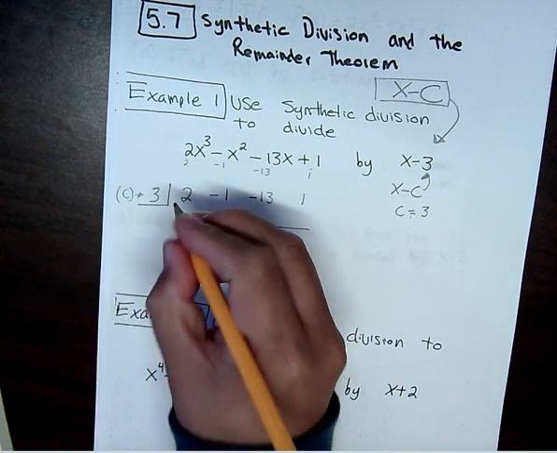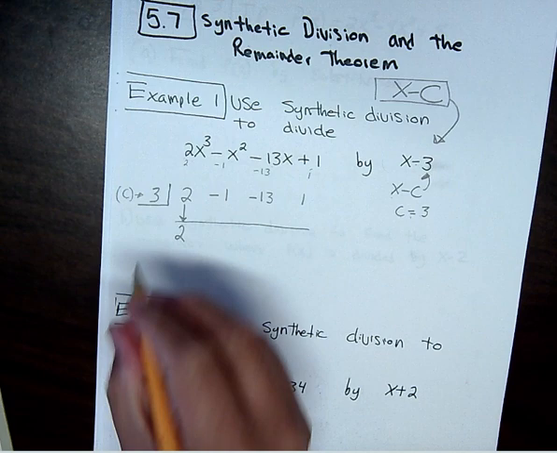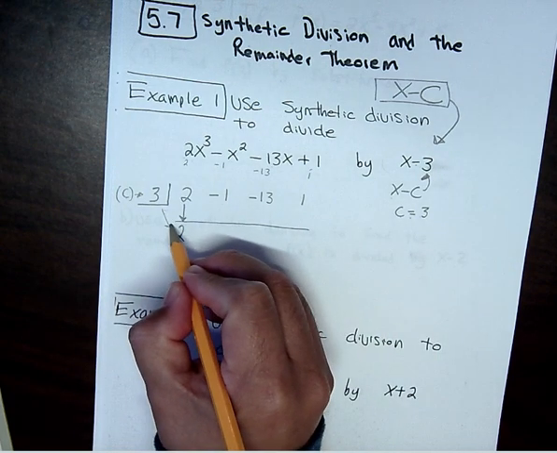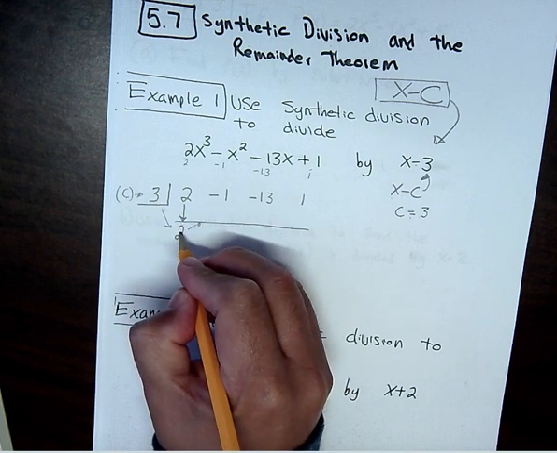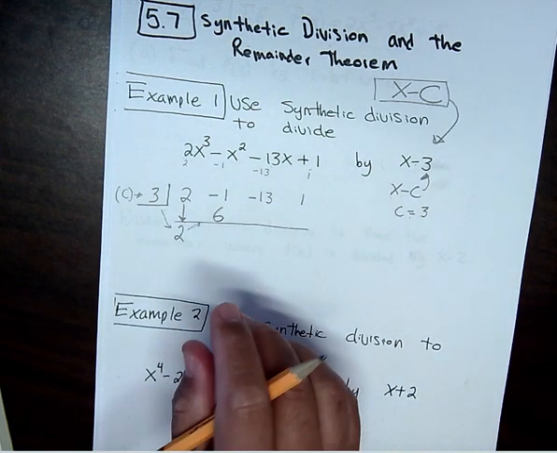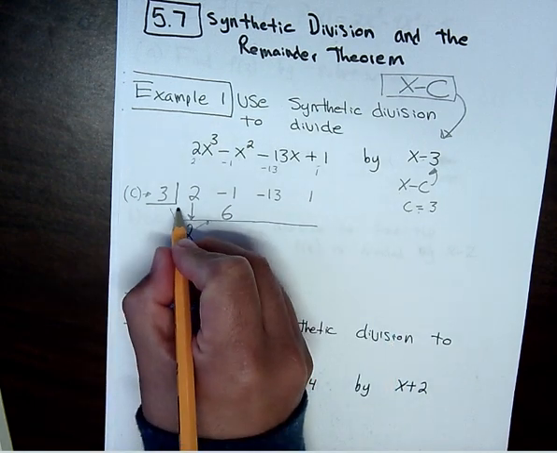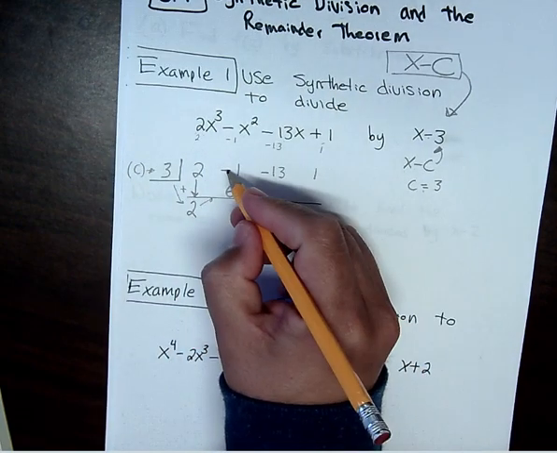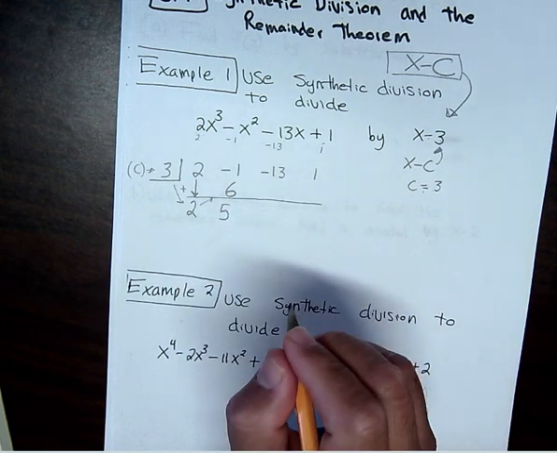Now the second step would be to bring this 2 down here. Once you bring that 2 down, the next thing you need to do is multiply 3 times 2, and then you're going to put that value here. So 3 times 2 would be 6. After you do that, you're going to add these numbers vertically. So -1 plus 6 would give you +5.